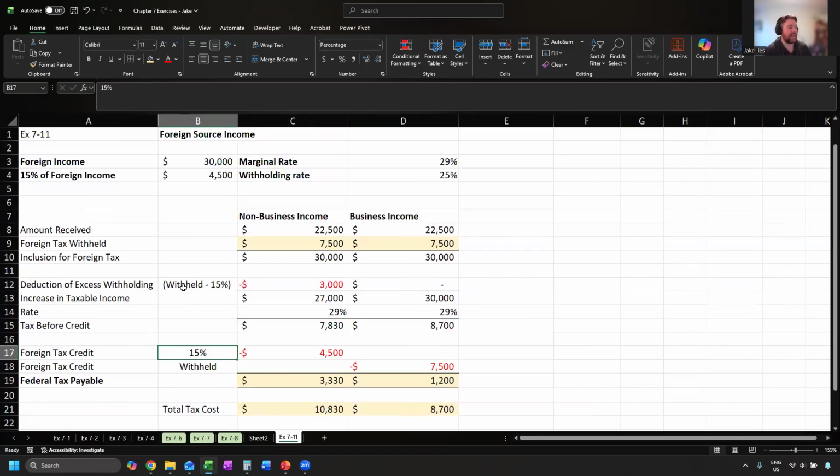Okay, that is foreign source income. The key to this calculation is to know when it is business income and non-business income. Know when the income is one of these two types, because if it's non-business, then you need to figure out the maximum credit, and subtract the excess.